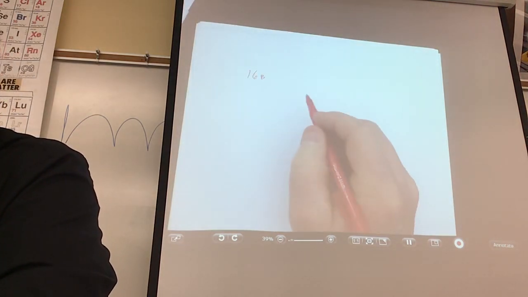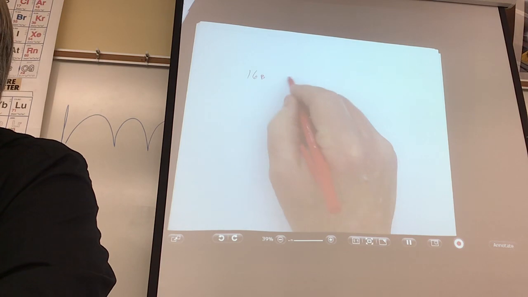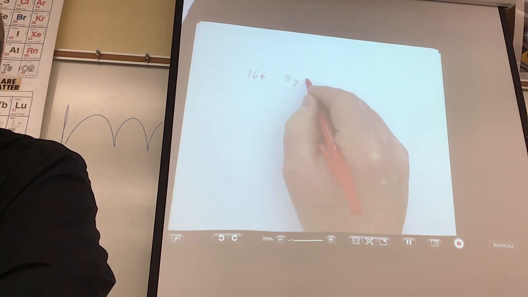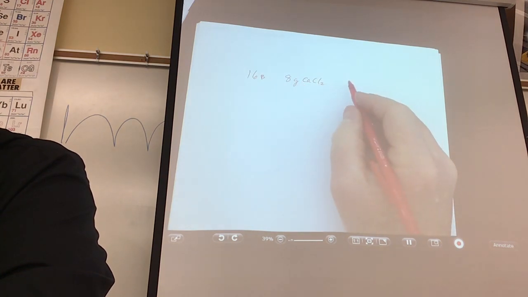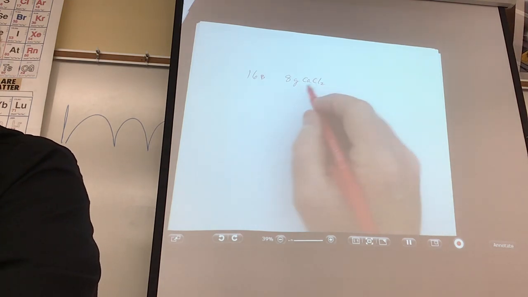Now, the problem says 8 grams of calcium chloride is dissolved in 1 kilogram of water. How many moles of calcium chloride are in solution? And how many moles of water? Okay, so we'll go ahead and do that.